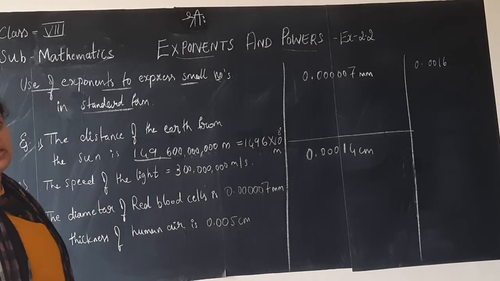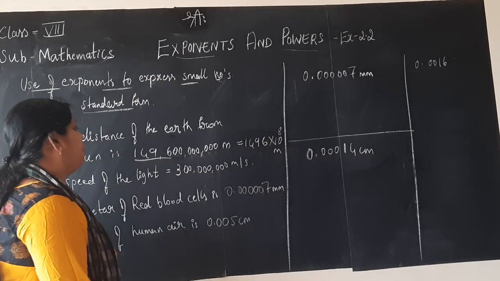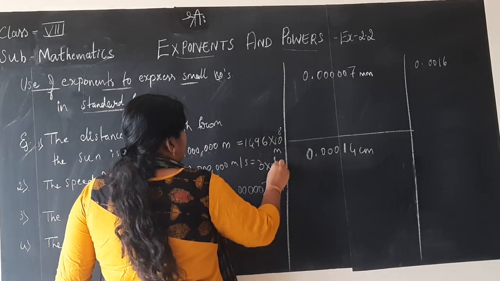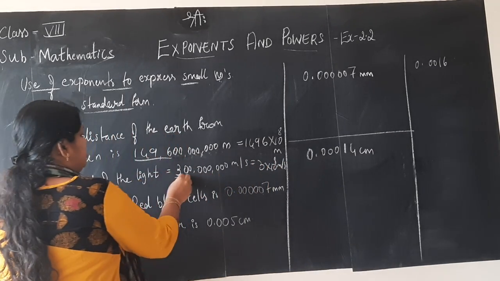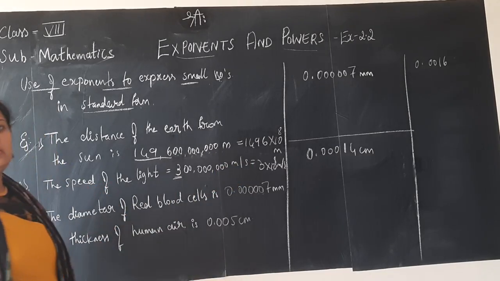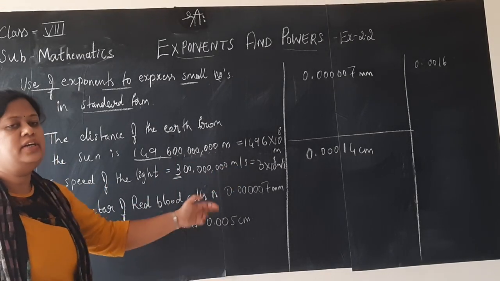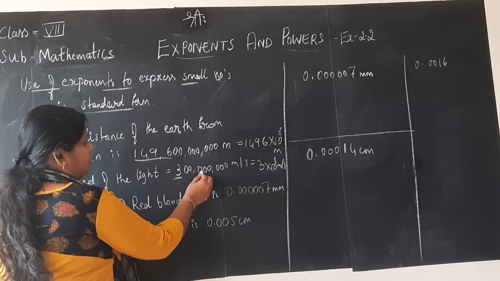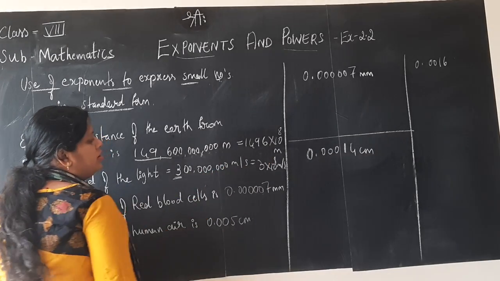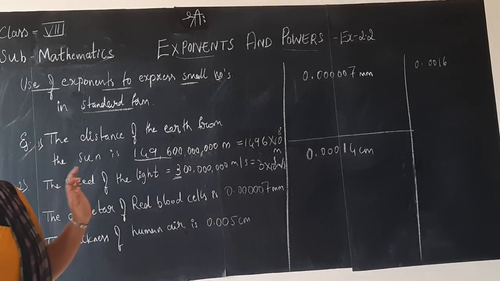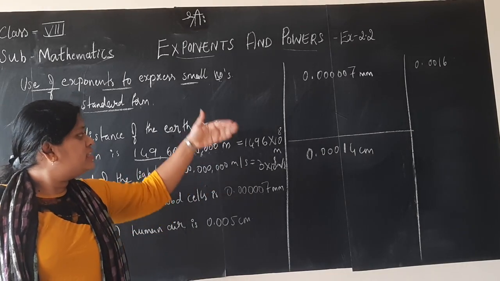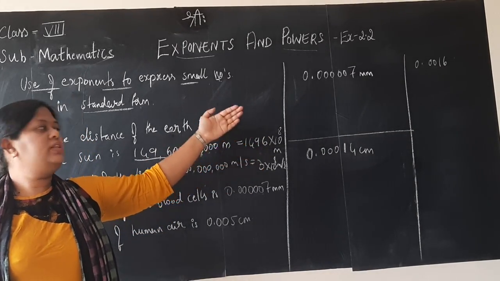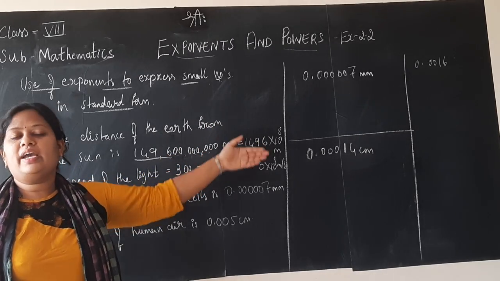Similarly, we all know the speed of light is 3 into 10 to the power 8 meter per second. So how do we do? As usual, whatever the number is, write it as it is into base 10 always. 10 to the power, count the zeros, 1, 2, 3, 4, 5, 6, 7, 8. So 10 to the power 8 meter per second. Like this we express the larger values in terms of exponents with 10 as the base. That is how we express.